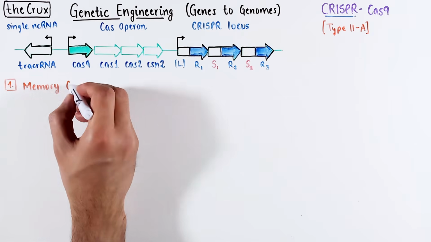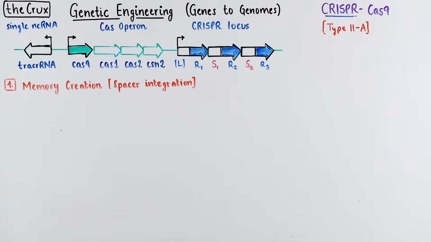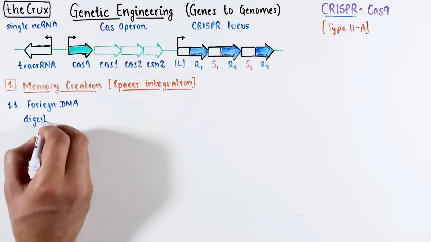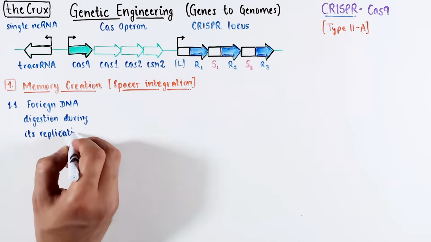We start with memory creation, and it starts as soon as the foreign DNA tries to replicate itself. During DNA replication, the replication fork may sometimes pause.